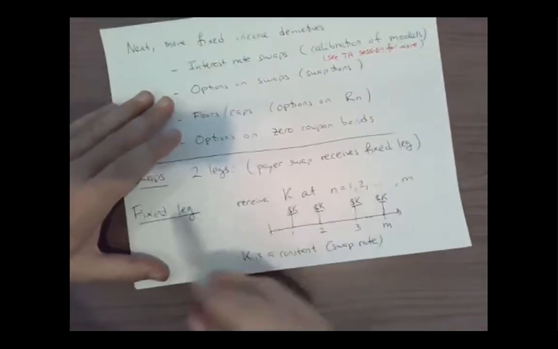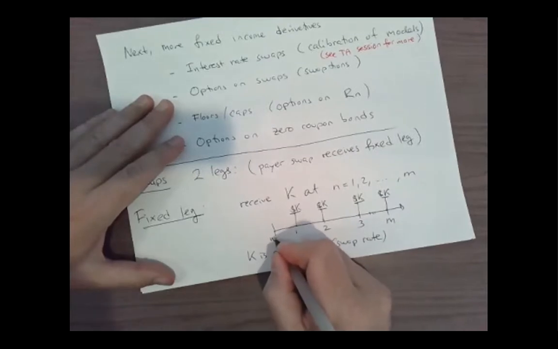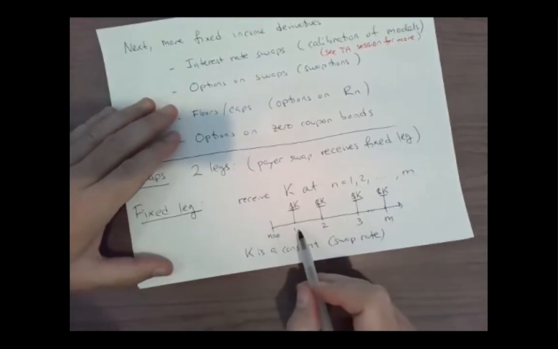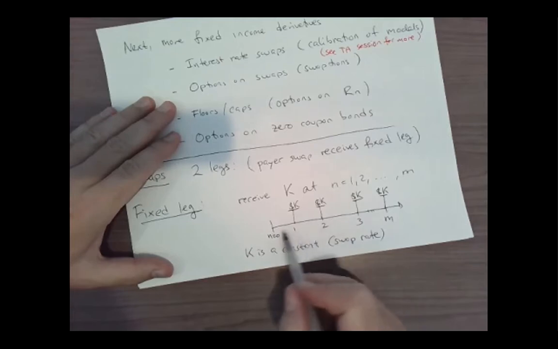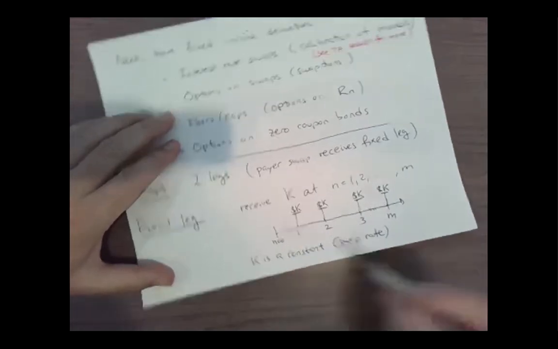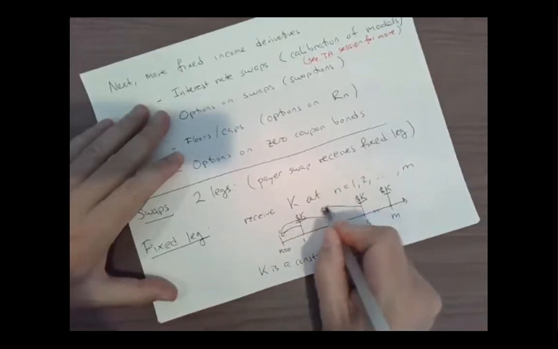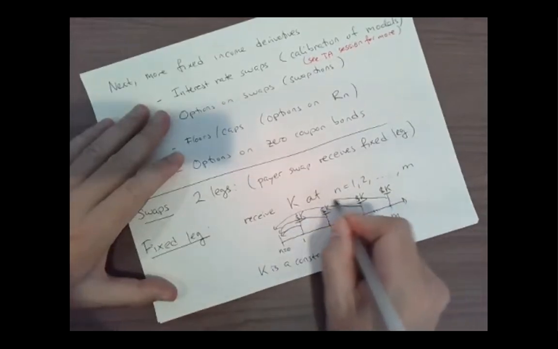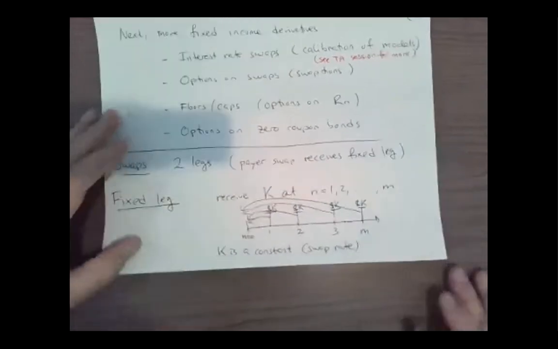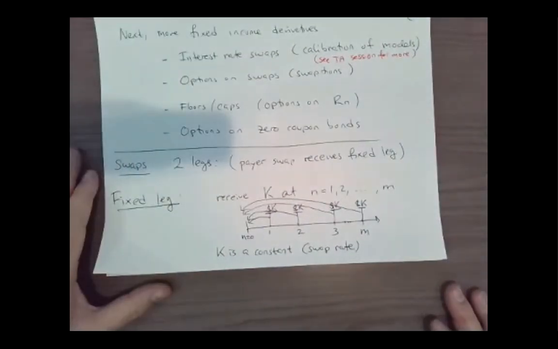So the value of the fixed leg at time 0: you have to move all these payments back here and add them up. That's the fixed leg.